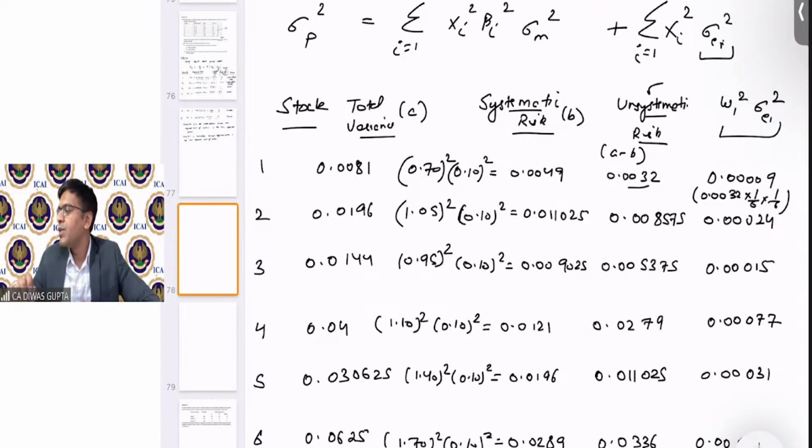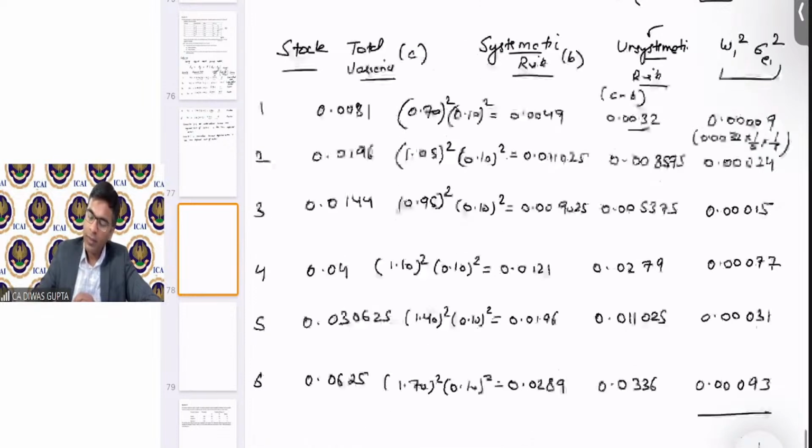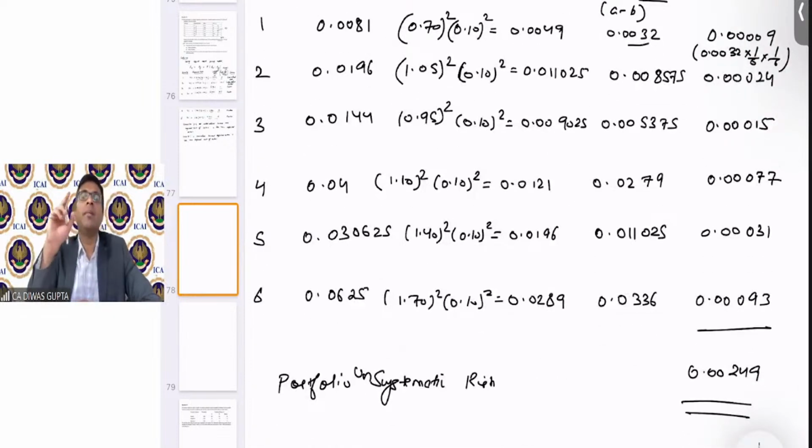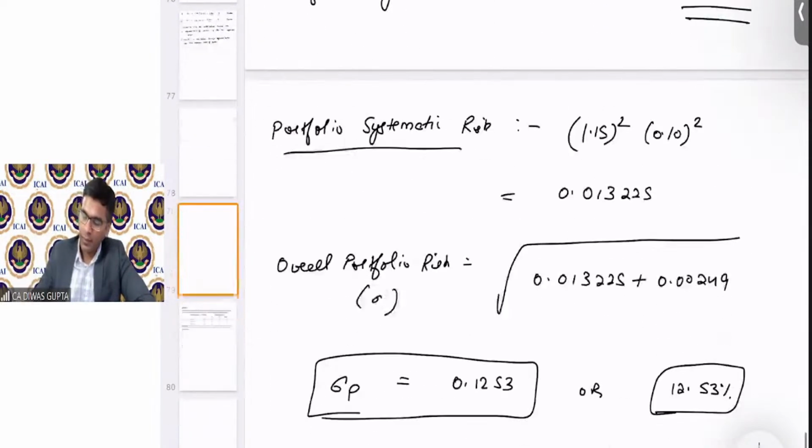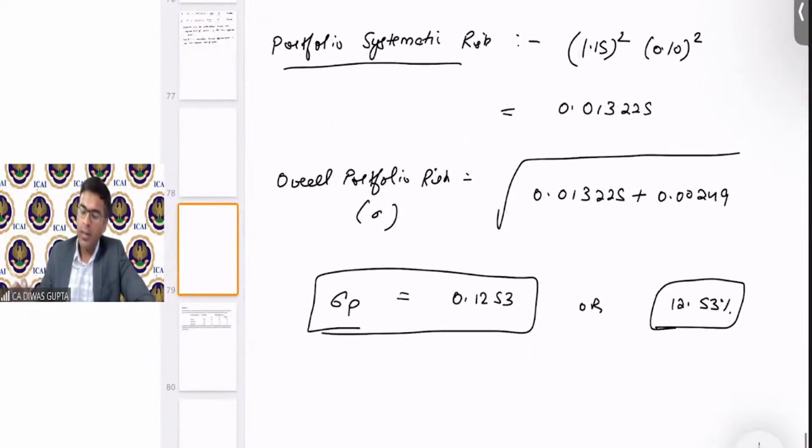Why did we take the assumption of column B to get the total systematic risk? No, we cannot take the total systematic risk like that. We first have to calculate the portfolio beta, and then basis that portfolio beta, we will arrive at the overall systematic risk. Okay. I hope we are clear till here.